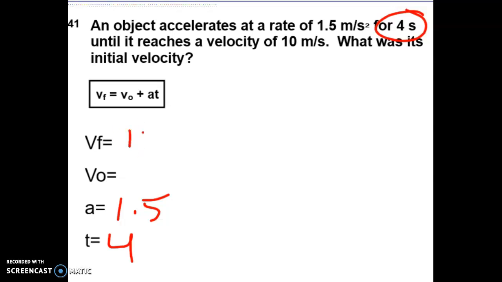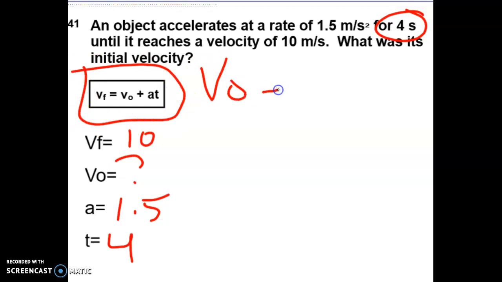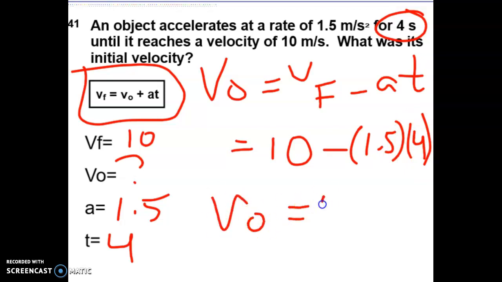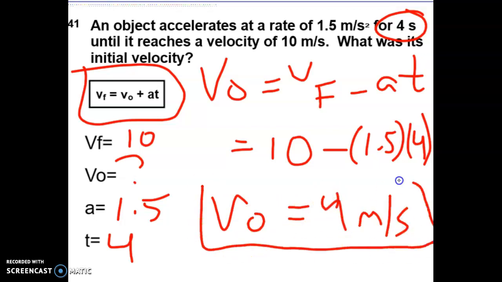It reaches a velocity of 10, and we're looking for this VO once again from the previous problem when we modified this equation here. VO equals VF minus AT. So it's going to be equal to 10 minus 1.5 times 4. I can do that math in my head. 1.5 times 4 is 6. 10 minus 6 means that VO is equal to 4 meters per second. That's a 4. And of course, that's a question mark.